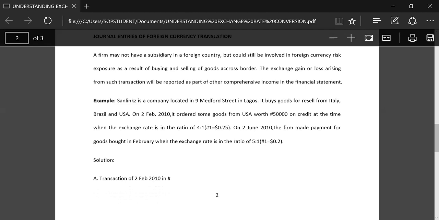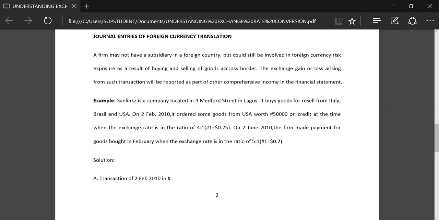Now, a quick illustration of how it works. A company located in Lagos buys goods from the United States. It ordered the goods in February on credit, 50,000 naira. At that time, the exchange rate was 1 naira to 25 cents. And finally, on June 2nd, 2010, the firm made payment for the goods purchased in February. But at this time, the exchange rate had moved to 1 naira to 20 cents.